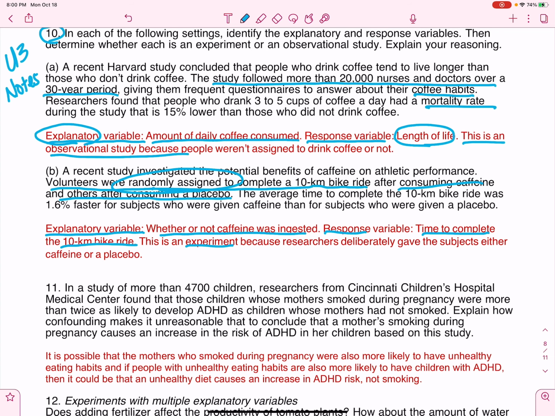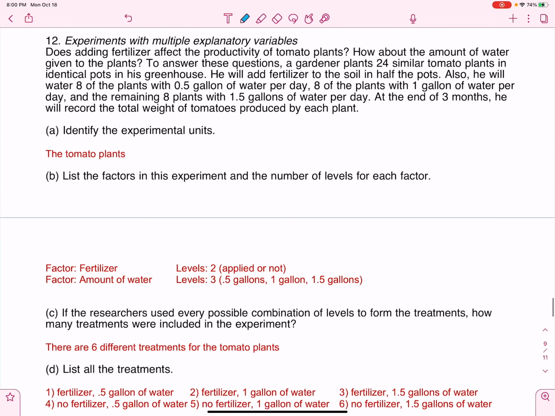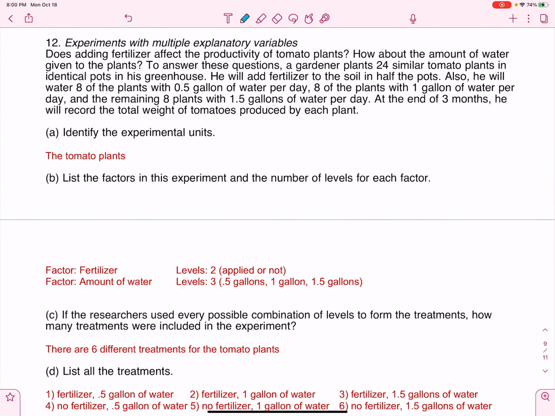The next example we're going to look at is example 12. This is an experiment problem, an experiment with multiple explanatory variables. Make sure you read the question. Please keep in mind when you are identifying the experimental units, that's what we're experimenting on. Since we are adding fertilizer and water to tomato plants to see how it will affect the tomato plants, the tomato plants are the experimental units.